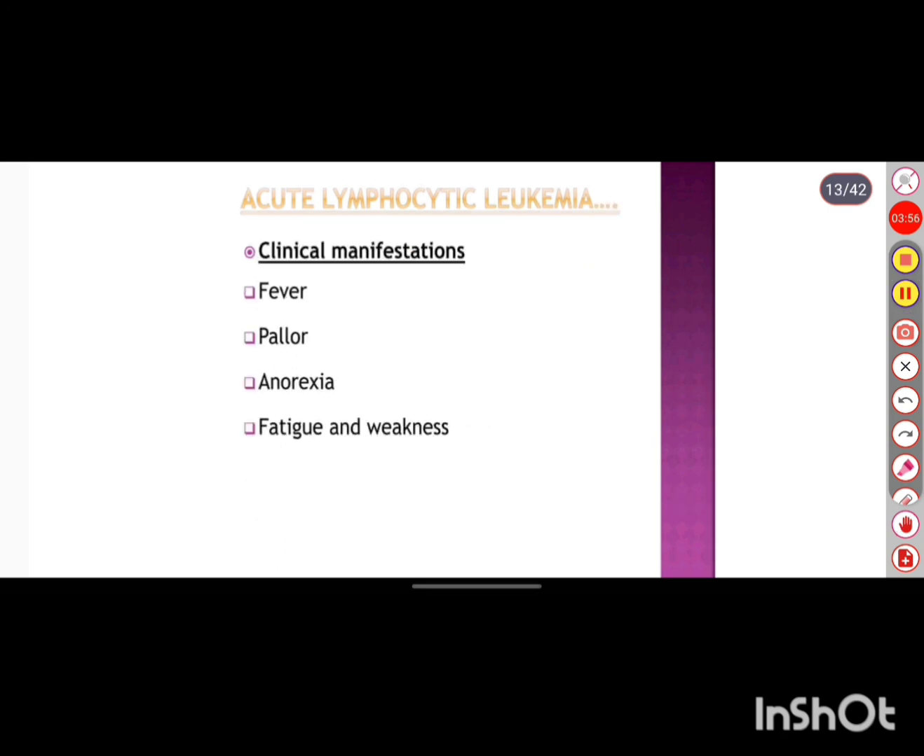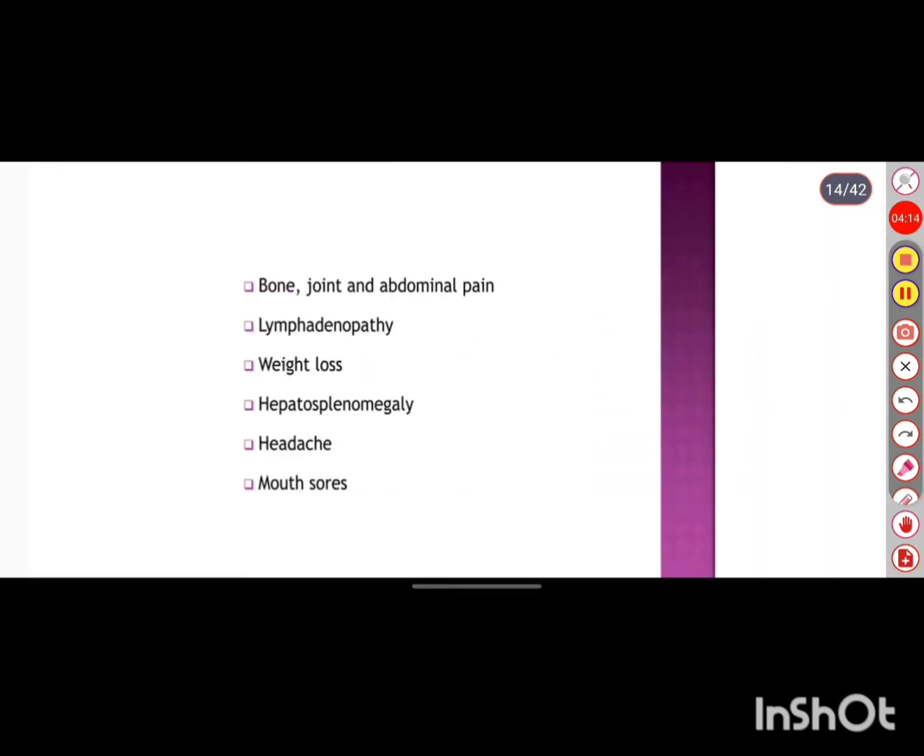Next, the clinical features of lymphocytic leukemia are the same as we have seen in the previous one, but a little difference will be there. Fever, pallor, anorexia, fatigue and general weakness. And also you can see there is lymphadenopathy, weight loss, hepatosplenomegaly, headache, mouth sores as in the previous one also, and here you can also see there is bone and joint pain, and abdominal pain is also there.